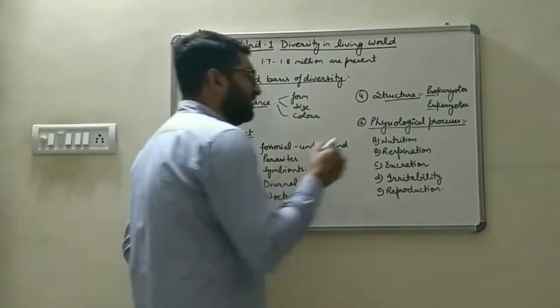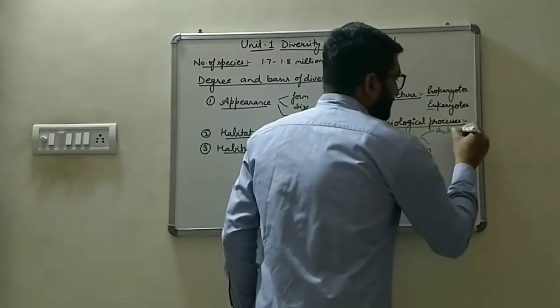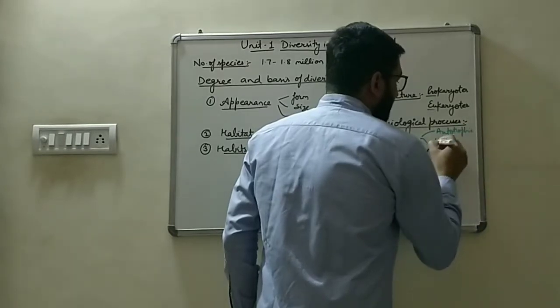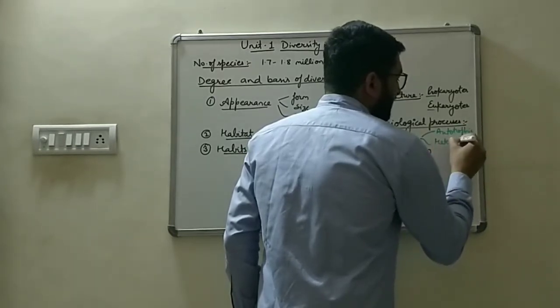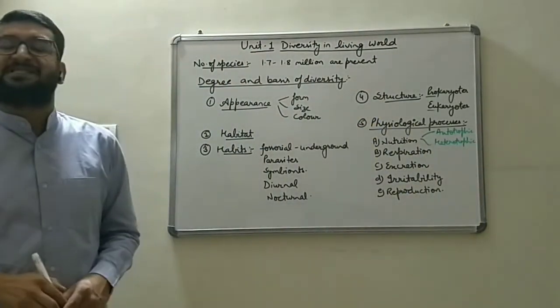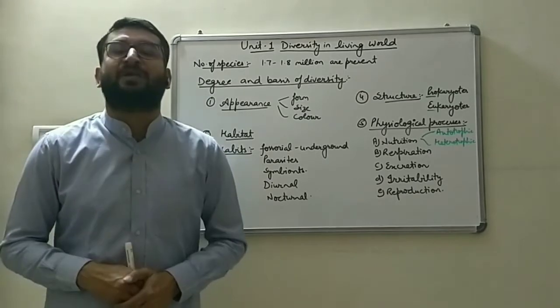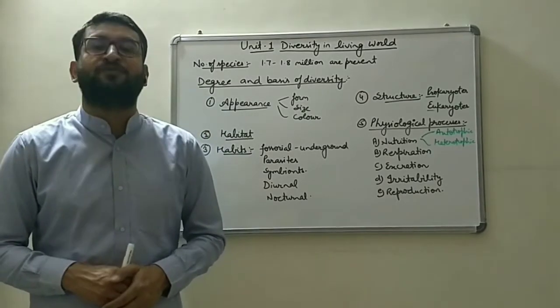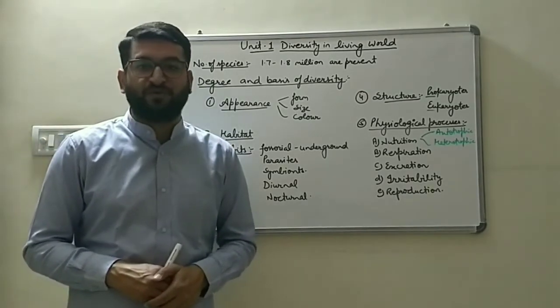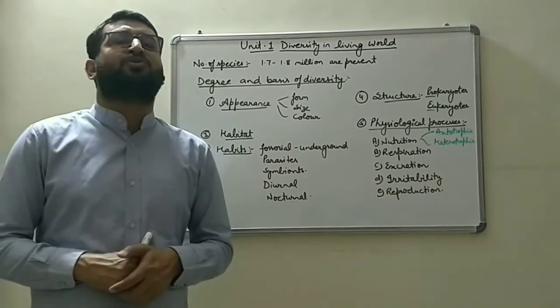As we all are aware, nutrition is of two types. One is autotrophic, another one is heterotrophic. Auto means self and trophic means mode of nutrition. The mode of nutrition in which an organism can synthesize its own food is known as autotrophic mode of nutrition, which is further of two types, photoautotrophic and chemoautotrophic.